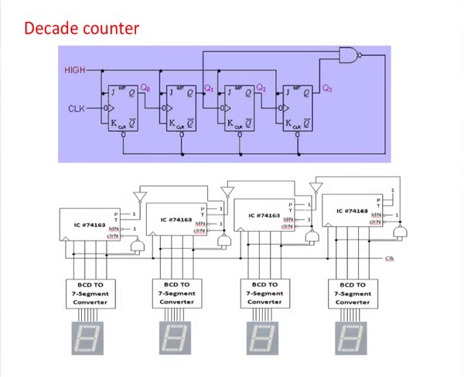So, this is one decade counter which can count from 0 to 9, and at ones place, tens place, hundreds place, thousands place, we are using such type of decade counters. When the decade counter of ones place reaches 9, then it generates a pulse to the next decade counter which is at the tens position, and it gets incremented by 1. So, this type of counting continues.